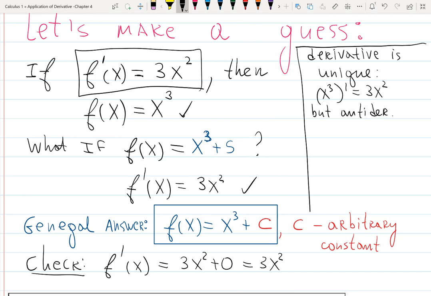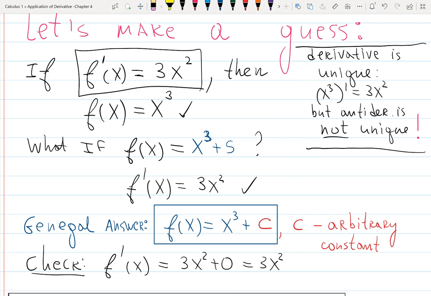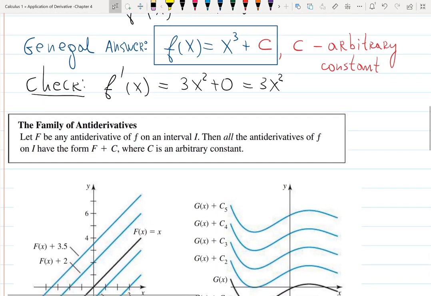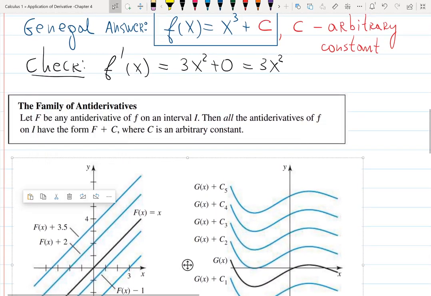antiderivative is not unique. So when I want to find an antiderivative, then I have a family of solutions, and that's what we're going to call it. Let me just put an exclamation mark over here. Close this note, and just make a definition. That's what we call a family of antiderivatives.